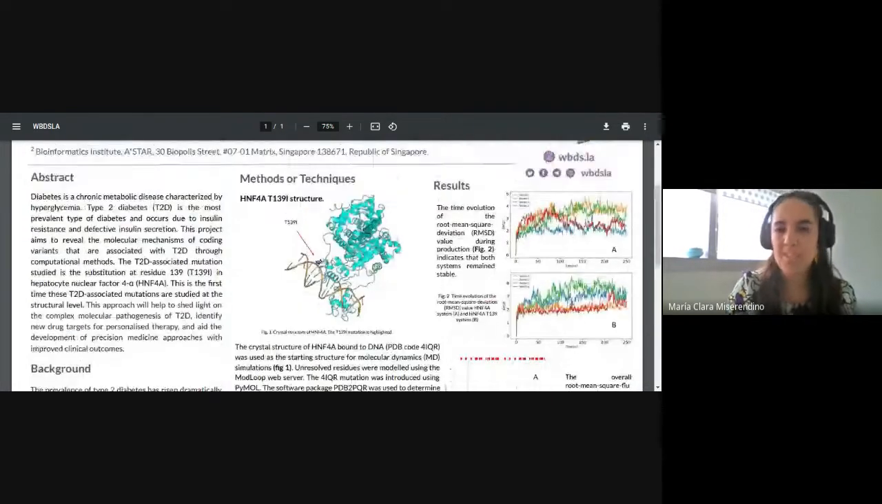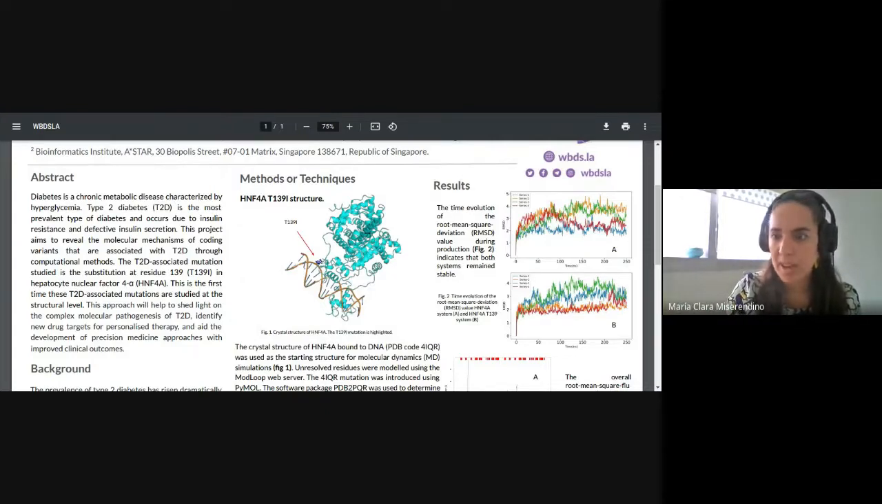So far we just started our project, and we have been successful running the molecular dynamics simulation. We have been studying the time evolution of the root mean square deviation in both cases, because we set up two systems: one system for the wild-type protein, so HNF4 alpha without the point mutation, and one system of HNF4 alpha but with the point mutation. In both cases, the protein was simulated with DNA.